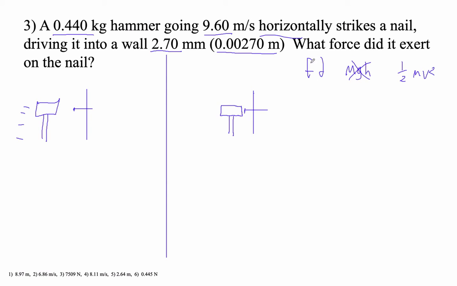There's no mention of a force that speeds this up, but the hammer is moving to begin with. So in this first picture, we've got 1/2 mv squared. And then over here, there is a mention of a force that slows it down, and it's not moving, so there is no 1/2 mv squared. So on this side, it's just force times distance, right?